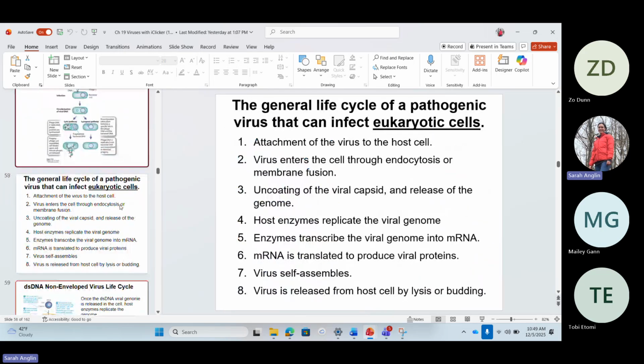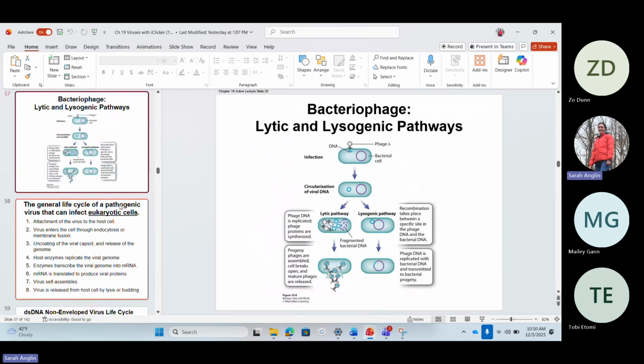Okay, so this is specifically with bacteriophages, right? This is how that T4 bacteriophage can infect a bacterial cell. There is a similar process when it comes to viruses that can infect eukaryotic cells. They're similar. Obviously, there are going to be differences as well, but it's very similar. So let's focus on this one here.